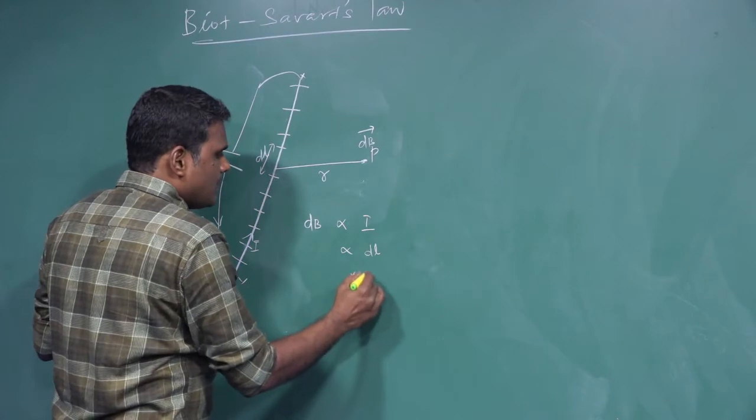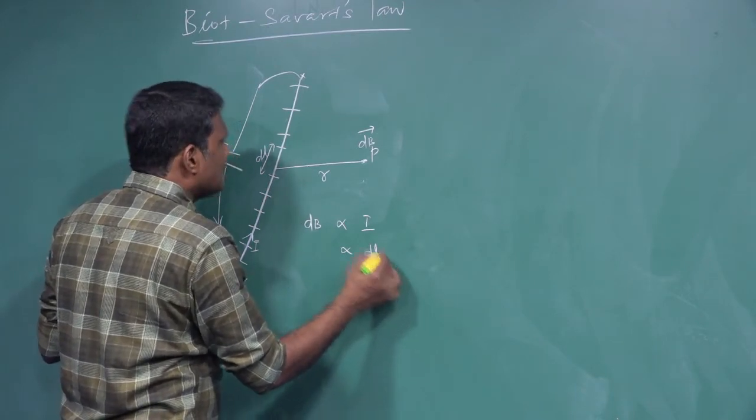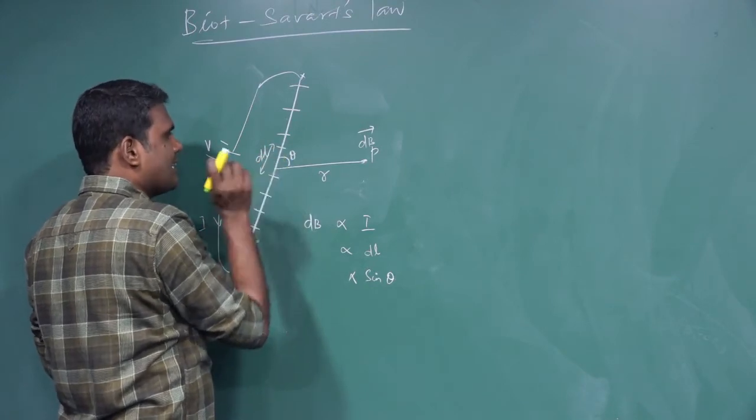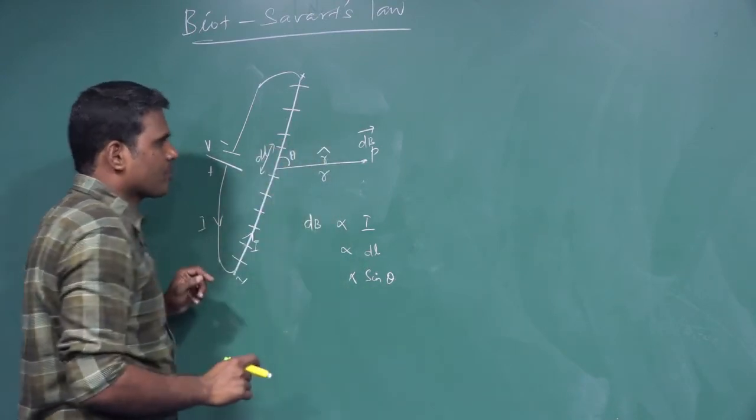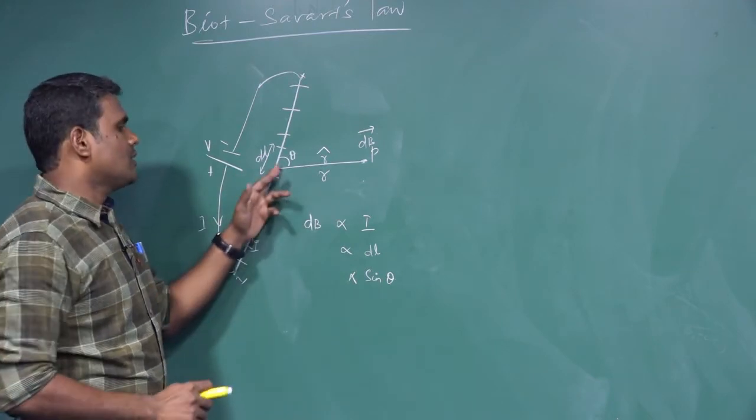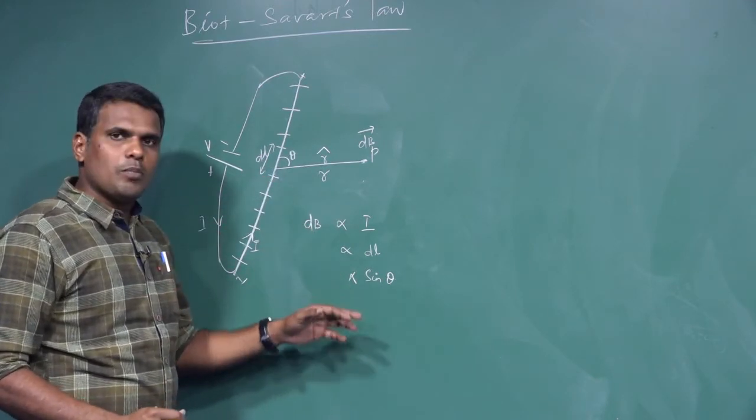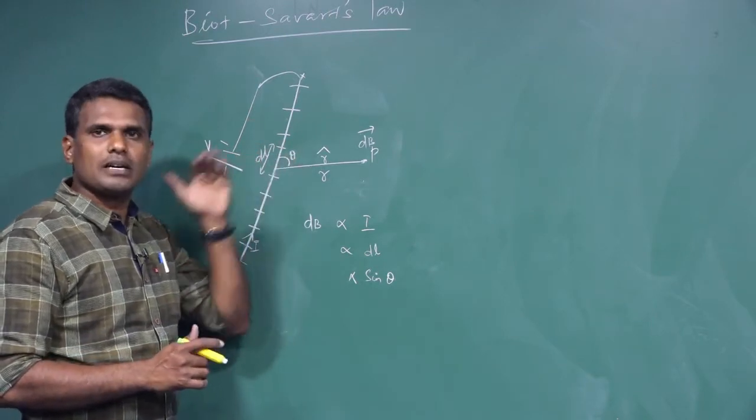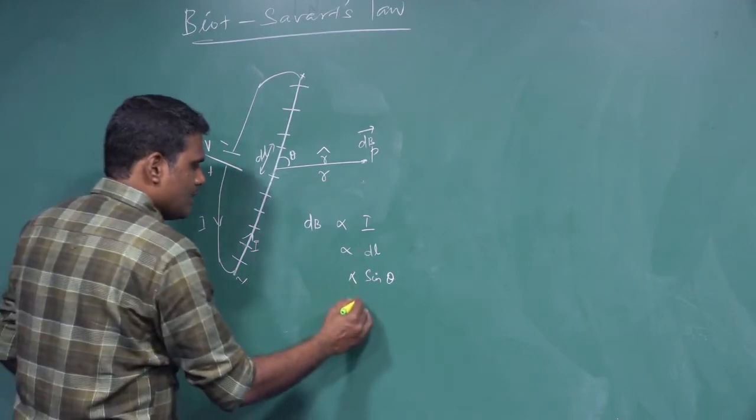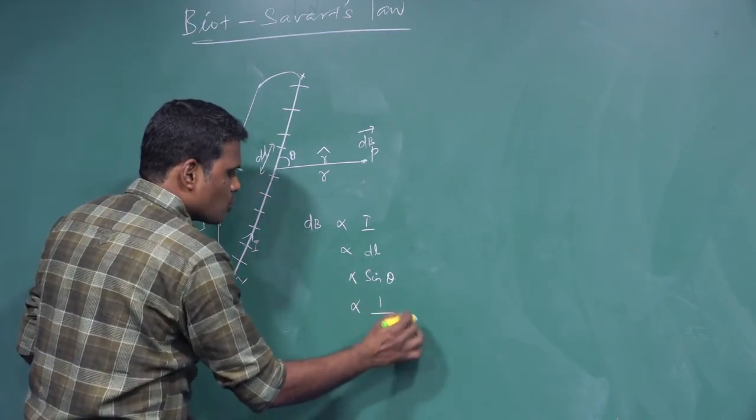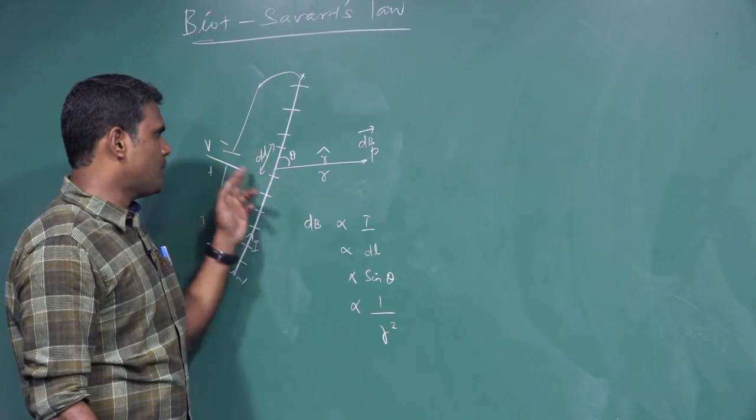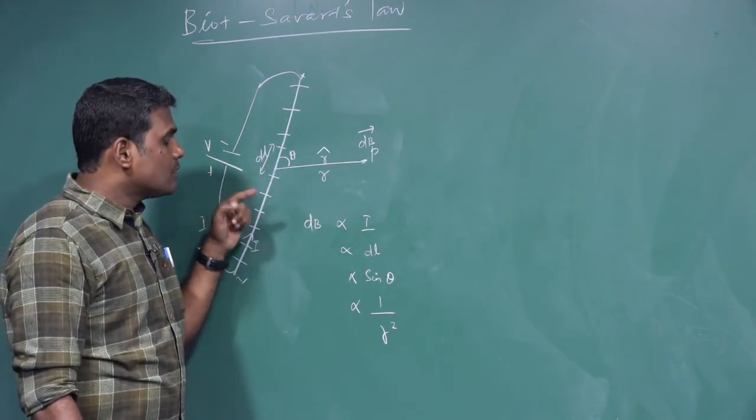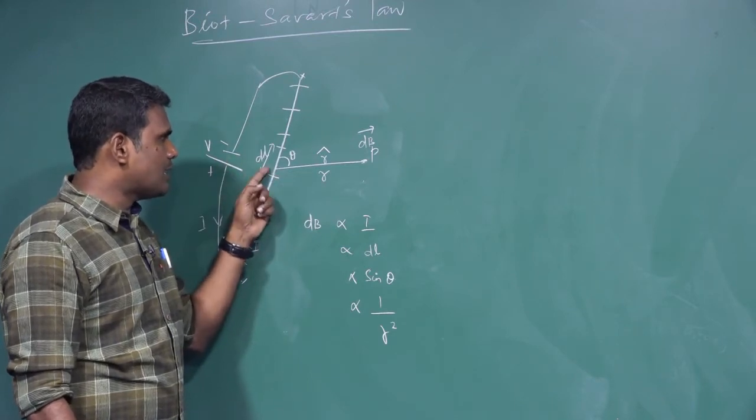And also it depends upon sine of the angle theta. This is angle theta, which is marked between the current element and the position vector. So dB is directly proportional to sine of the angle theta between the current element and the position vector r cap. And then it is inversely proportional to the square of the distance between the current element and the point P.